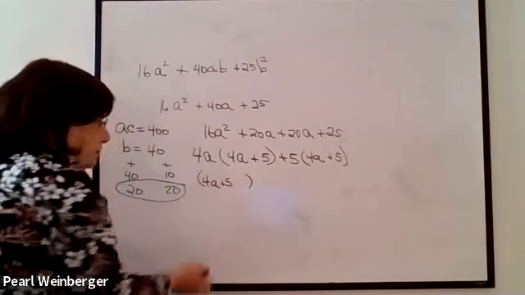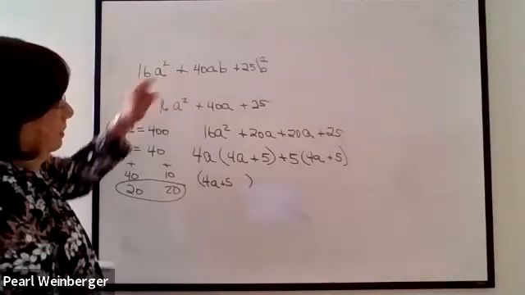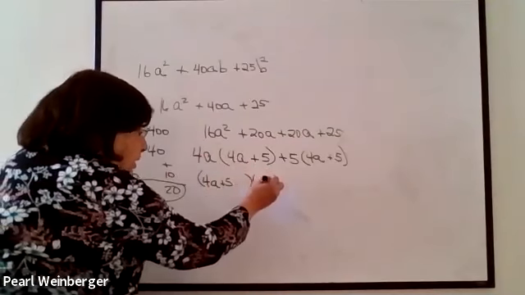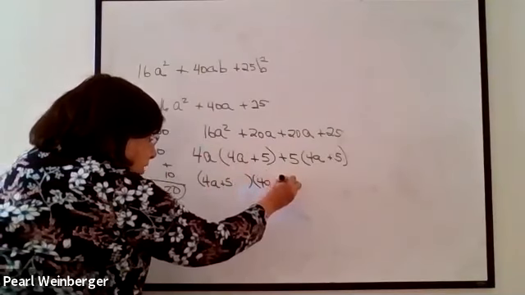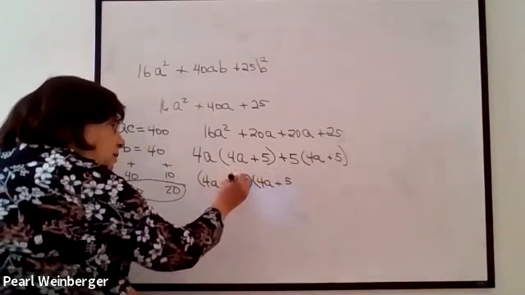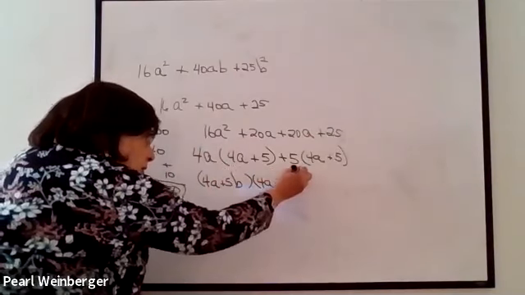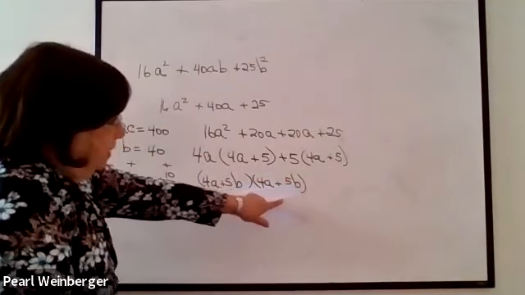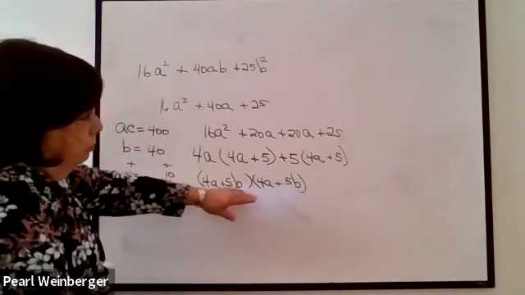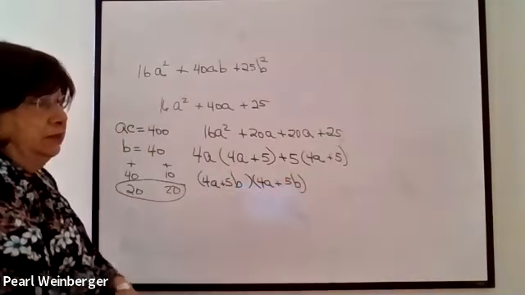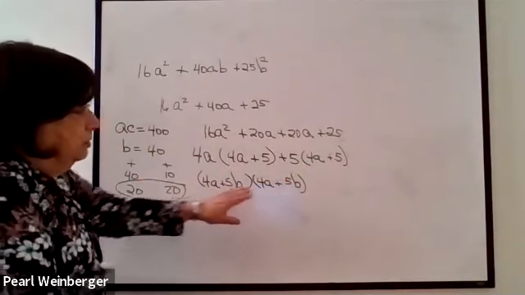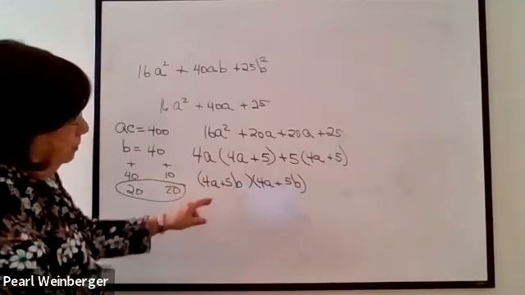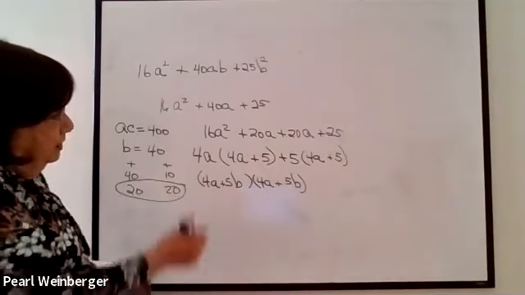Remember, I'm leaving space in there for the missing letter. And the second parentheses is also 4a plus 5. Of course, now we're going to stick in our b's at the end. And this would be my final answer. If you notice, both parentheses are identical. These are not conjugate binomials. These are identical binomials. Not only do they have the same numbers and letters, they have the same sign.